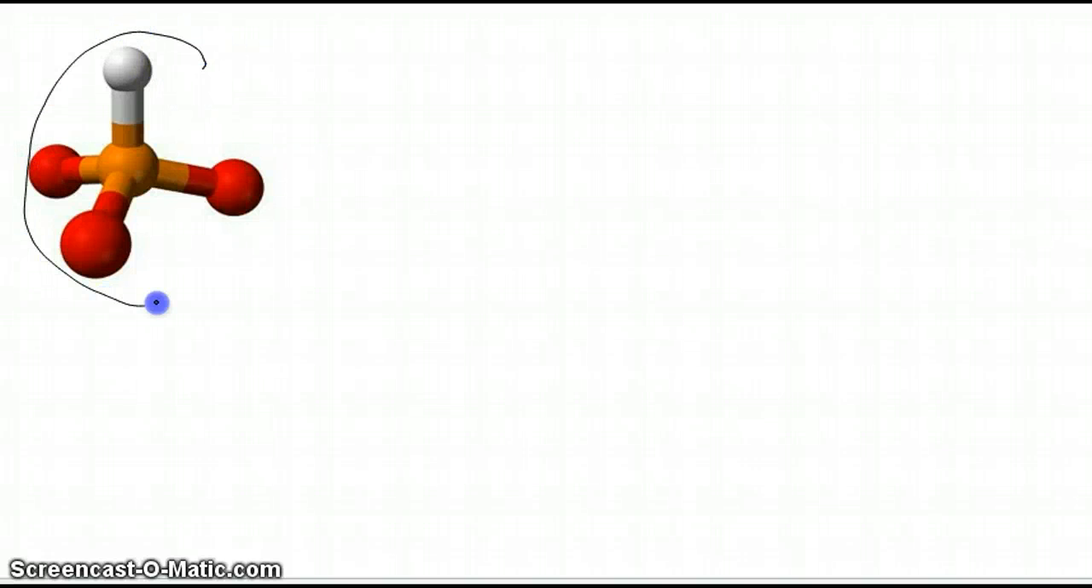This molecule you see over here is called a phosphate ion. A phosphate ion has one central atom surrounded by 4 peripheral atoms, making it an AX4 bond with no non-bonding electron pairs. To prove this, we can draw a Lewis diagram.